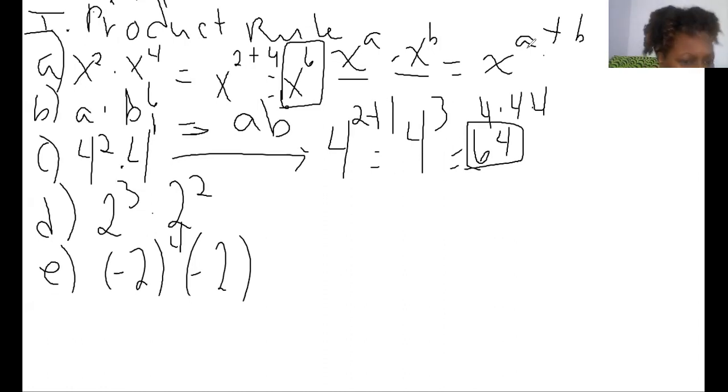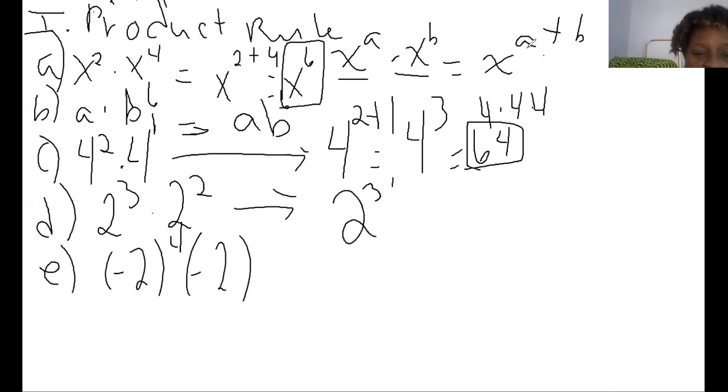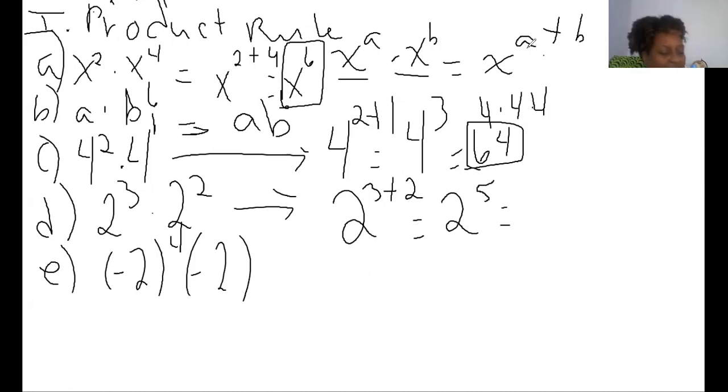Likewise on D, with 2 to the third power times 2 to the second. Once again, same process. We have the same base of 2. I will simply add the exponents, 3 plus 2. That will come out as 2 to the fifth power, and that will also simplify. 2 to the fifth power will become 32. Again, simply place that in the calculator and it will compute that for you.